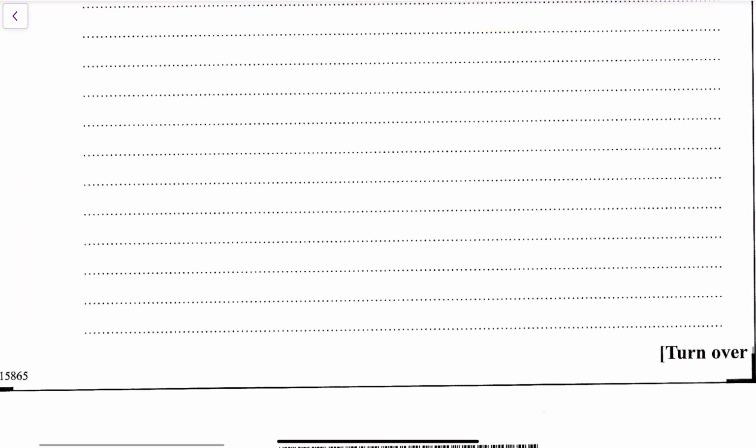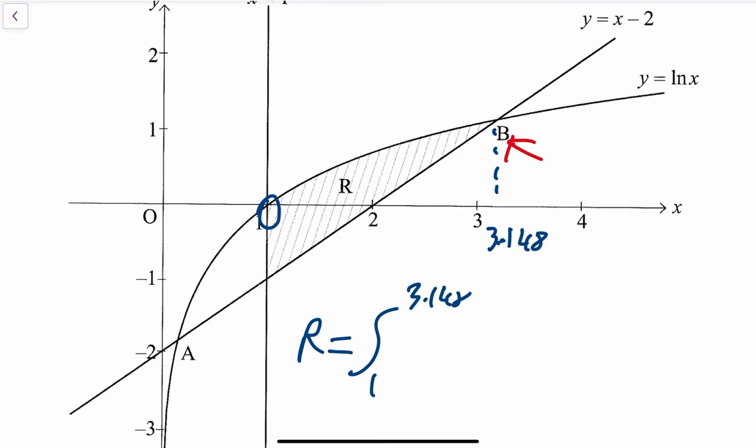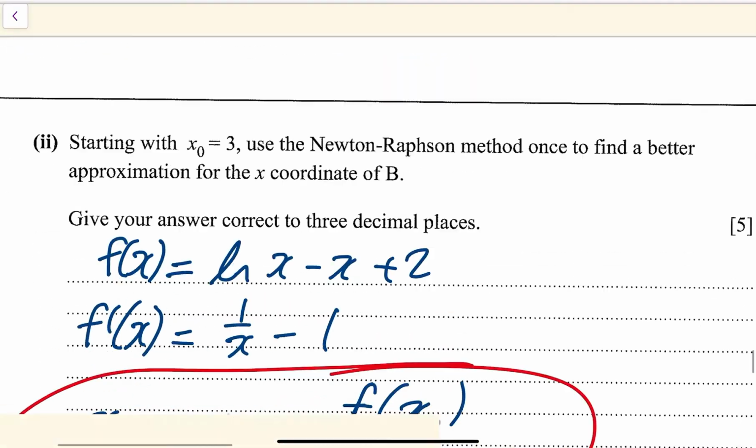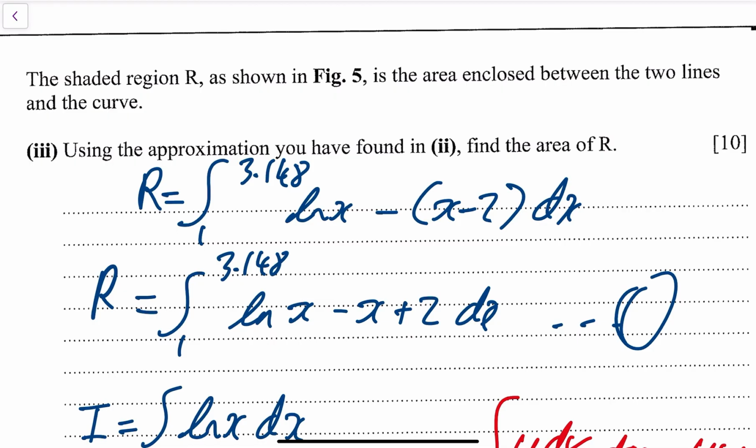Okay, let's go back and see what this is. Right, this point here then, we now know is 3.148. So my R is going to be the integral from 1 to 3.148 of my top line, which is ln x, minus my bottom line, which is x minus 2, integrated with respect to x. So that's where we're getting this from. Tidy this up before you integrate. Life's tough enough. So tidy it up. You'll have the integral of ln x minus x plus 2 dx.